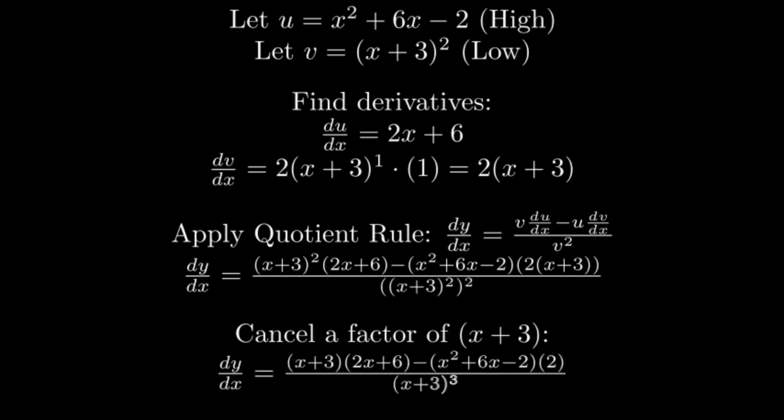We can cancel one factor of x plus 3 from each term in the numerator with one from the denominator, which now becomes (x plus 3) cubed. Now we expand the numerator and collect like terms.